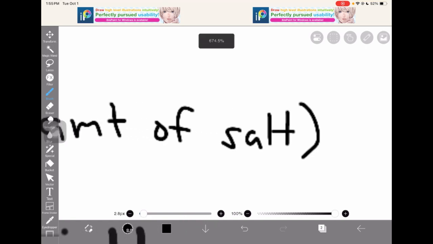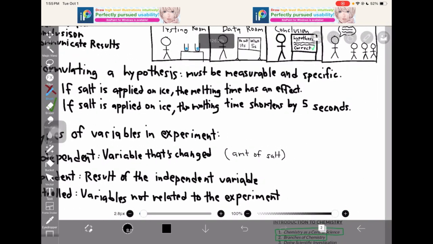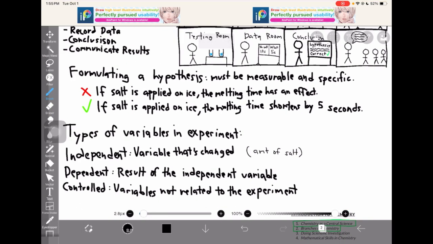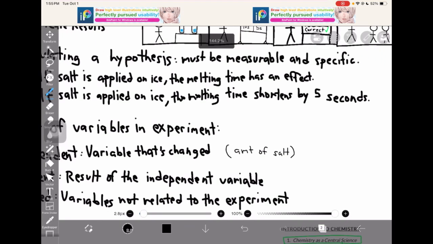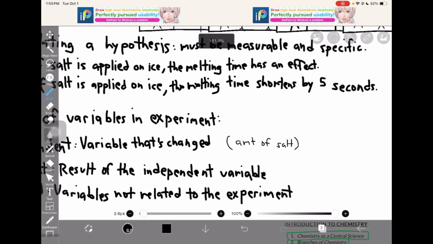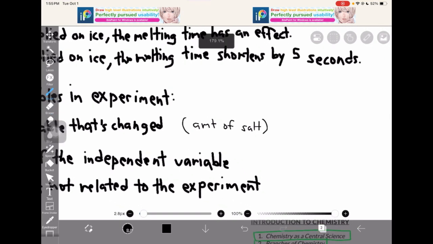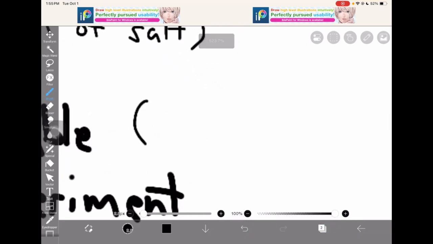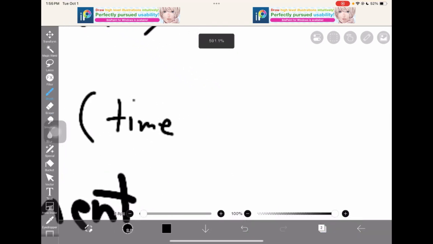Why? Because based on our hypothesis, we need to add salt, and apparently it will change the melting time, and that's why we use that as our independent variable. How about the dependent variable? It's the time the ice melts.